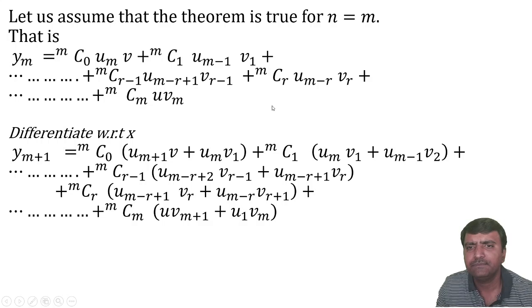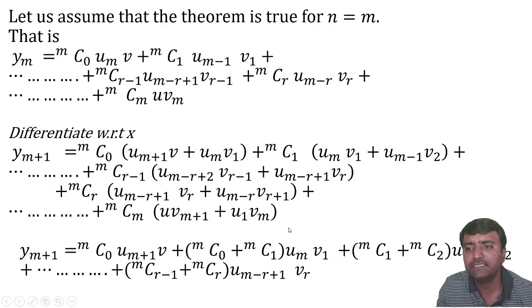Okay. So similarly this term mCr, you keep that constant mCr, you differentiate this, and finally mCm into this is u. Differentiation of v_m is v_(m+1) plus differentiation of u is u1 v_m as it is. Okay, this is y_(m+1). We need to simplify this one by using some formulas.